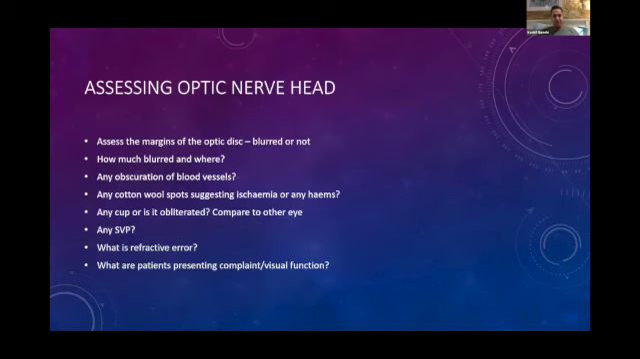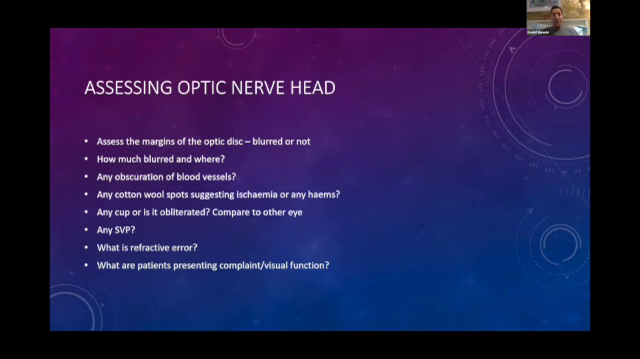So assessing the optic nerve head, are the discs blurred? Are the margins of the optic disc blurred or not? If it is, how much blurring and where? Are any of the blood vessels obscured? Are there any cotton wool spots to suggest ischemia or any hemorrhages? Is there a cup there, or is it obliterated? What does it look like compared to the other eye? Are there any spontaneous venous pulsations?